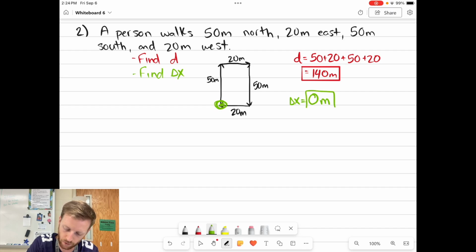Now, you might go, well, hold on a second, Mr. Clark. I traveled. I went somewhere. But displacement is all about the change in your position, which in this case is 0. So I hope this has given you a pretty good understanding of distance and displacement.